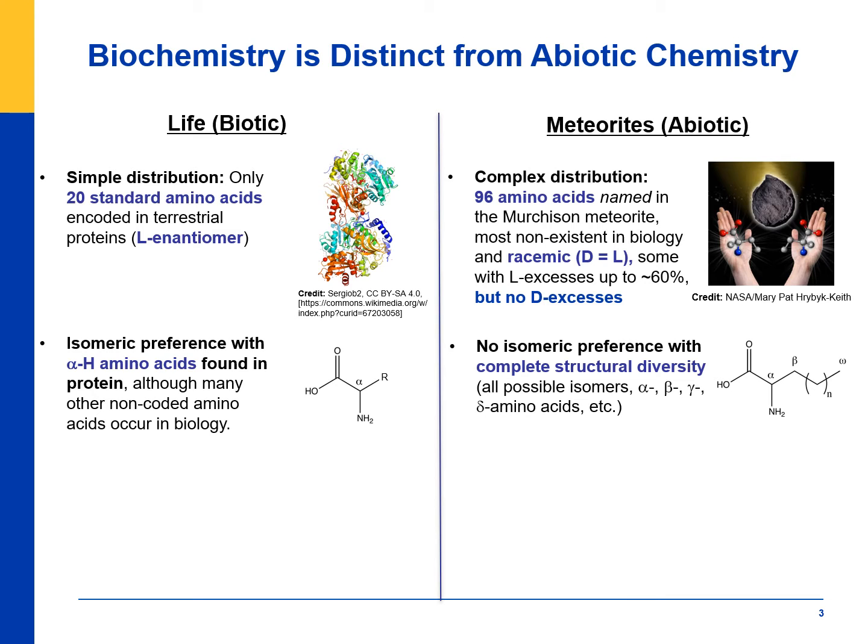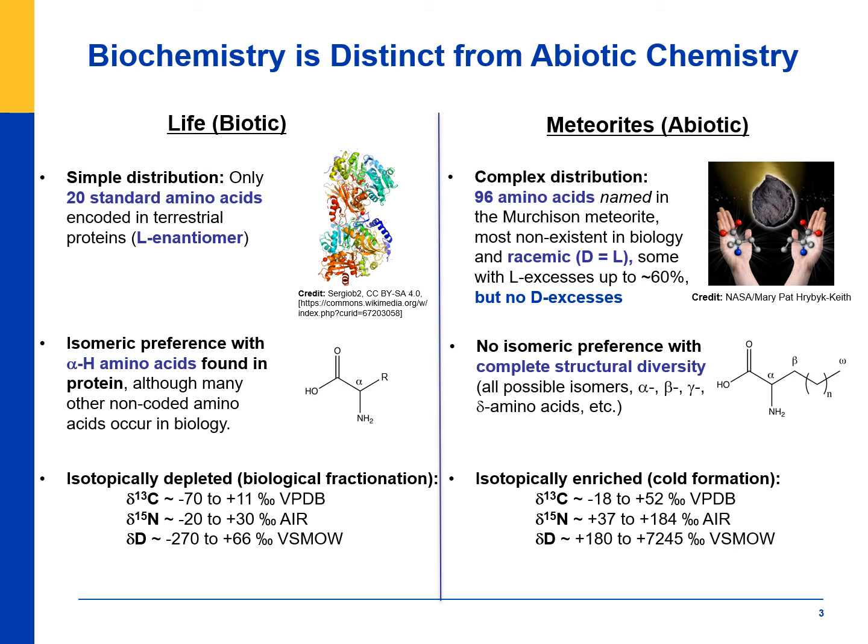Another distinct feature of life is that there's isomeric preference. We see only alpha amino acids in proteins. In contrast, in meteorites, there doesn't appear to be any significant isomeric preference. We see near complete structural diversity of amino acids in Murchison and other meteorites. For example, all possible isomers, alpha, beta, gamma, delta, etc., are found in these meteorite samples.